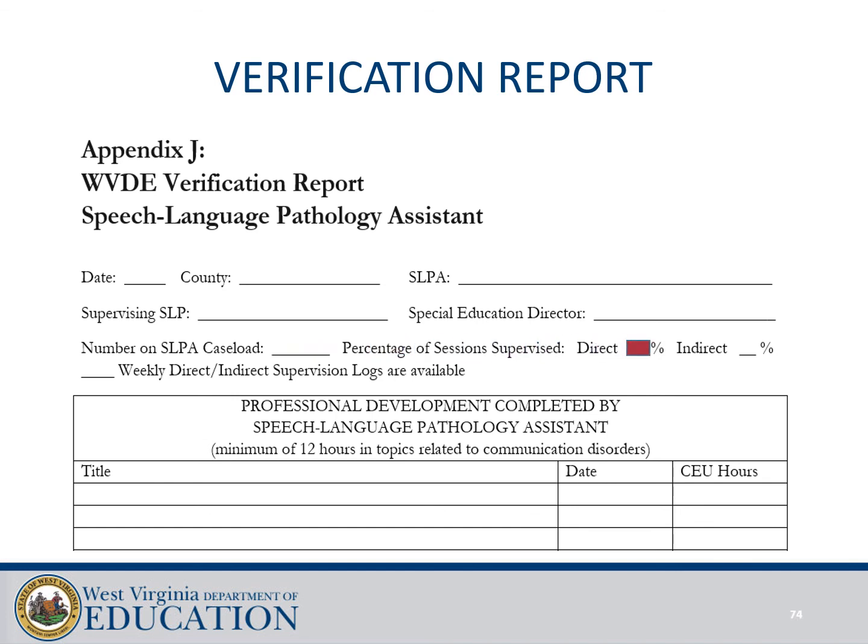What percentage of direct supervision did you provide? What percentage of indirect supervision did you provide? Both of these percentages should be pretty easy for you to know by this point because you've maintained the weekly direct-indirect supervision logs, and all you're doing is averaging those percentages. You check here to indicate that you are maintaining those weekly direct-indirect supervision logs even though they are not attached to your verification report.